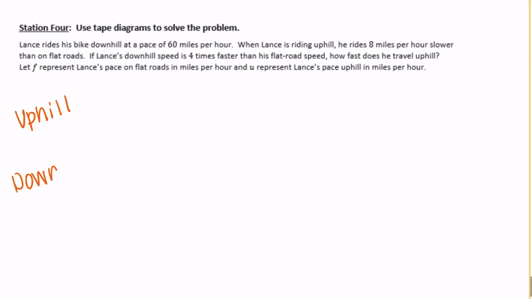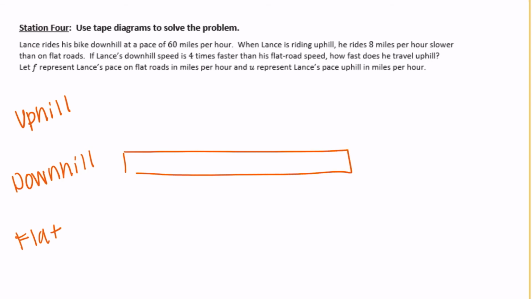Downhill and flat road pace. So what we know is he rides his bike downhill at a pace of 60 miles per hour. So whatever downhill is, it's 60 miles per hour. So that total is 60. When he's riding uphill, he rides 8 miles per hour slower than on flat roads. So 8 miles per hour slower than flat roads.